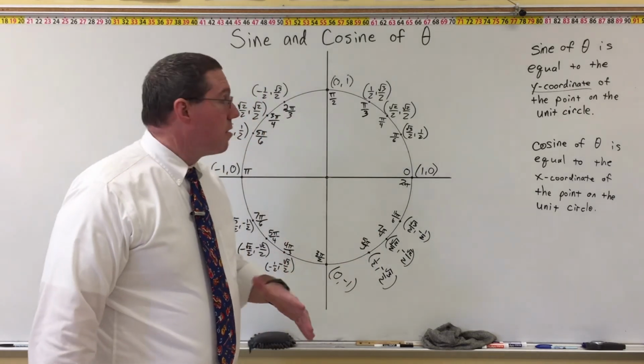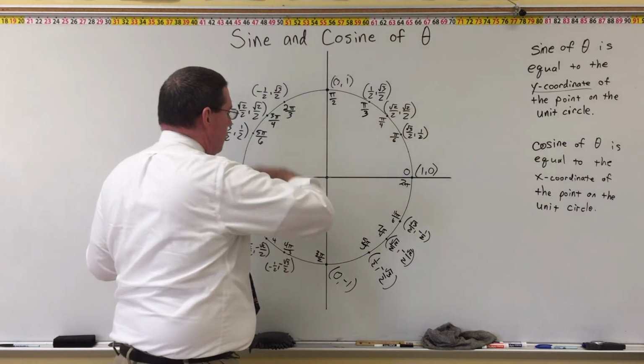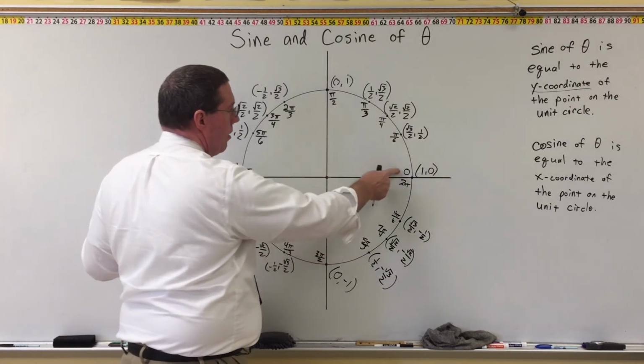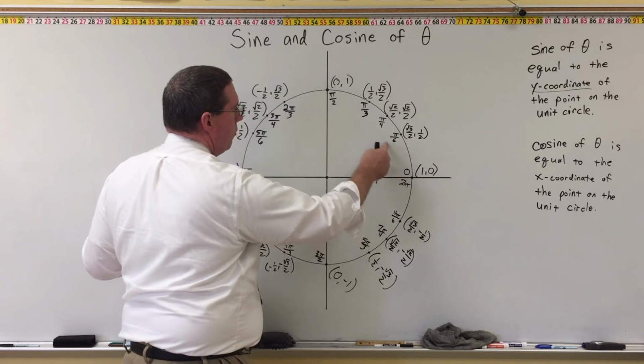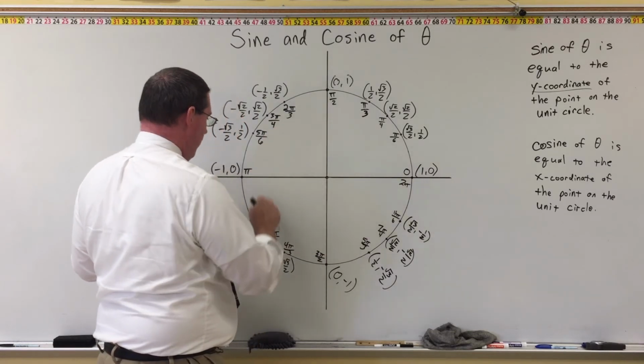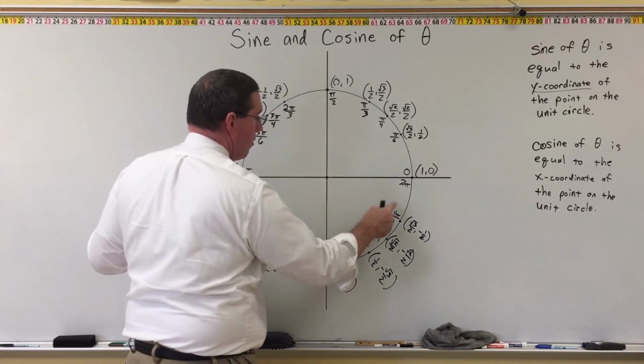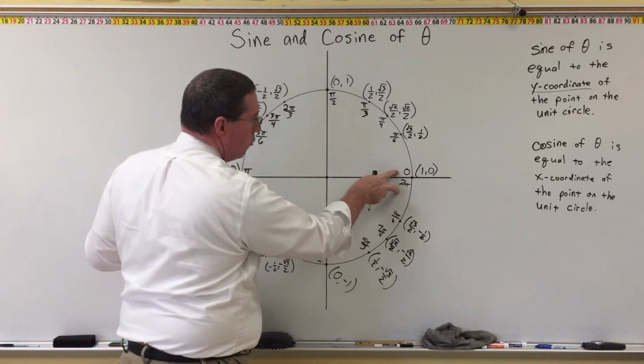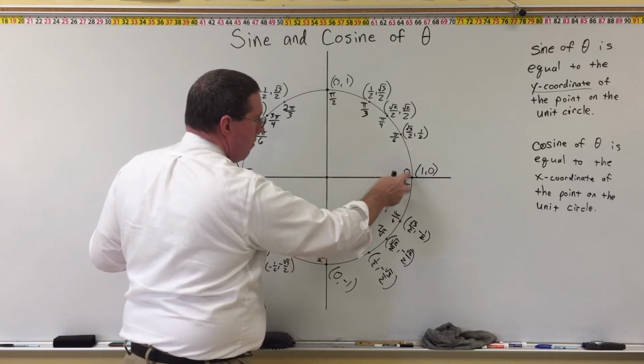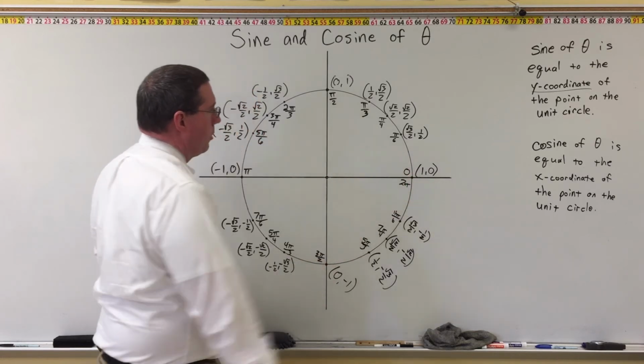We can say, basically, that for every single angle measure here, which is 17, starting at 0 and ending at 2 pi. So 1, 2, 3, 4, 5, 6, 7, 8, 9, 10, 11, 12, 13, 14, 15, 16, 17. This one's counted twice because it's the beginning and the end, and they're coterminal angles.